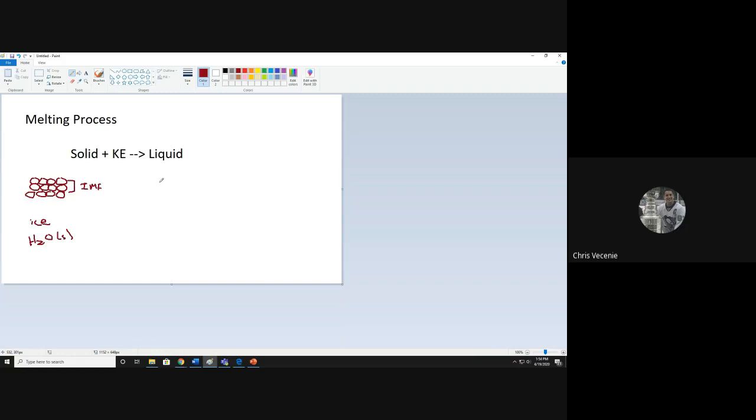So if I wanted it to become a liquid, my liquid, they're still pretty close, but there's much more motion between the particles in my liquid. So if I want this to become this, I need to overcome some of these intermolecular forces. And this is why substances melt at different temperatures, depending on who these particles are. These intermolecular forces will vary.